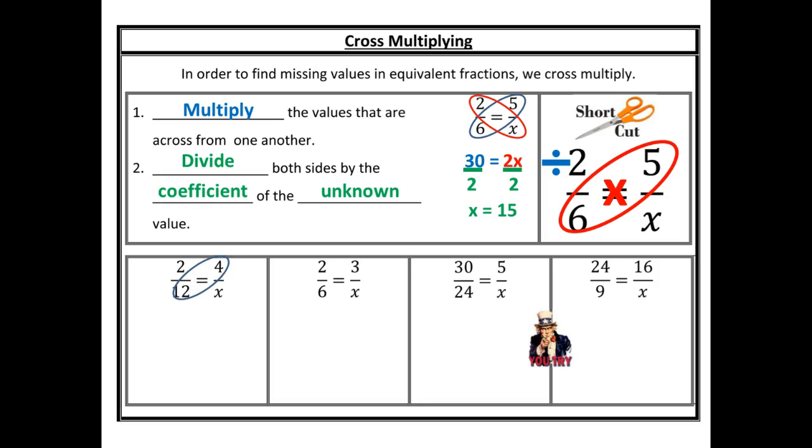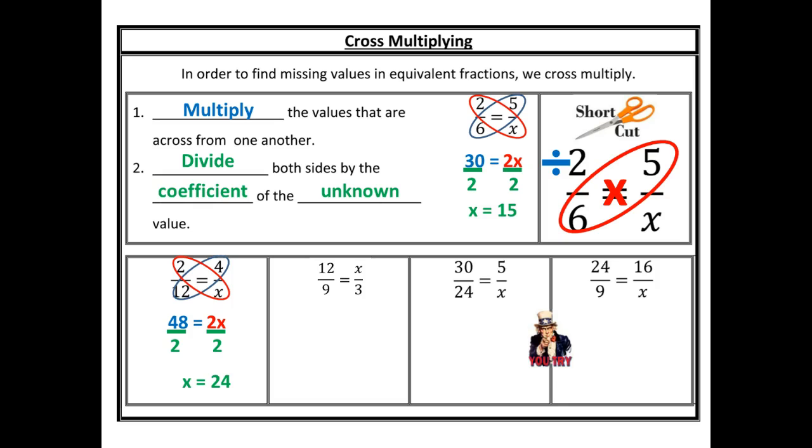We cross multiply. 12 times 4 gives me 48. 2 times x gives me 2x. Divide both sides by 2. I get x equals 24. If I wanted to double check that, I could put 24 in for x. 2 times 2 gives me 4. 12 times 2 gives me 24. So my scaling factor is 2.